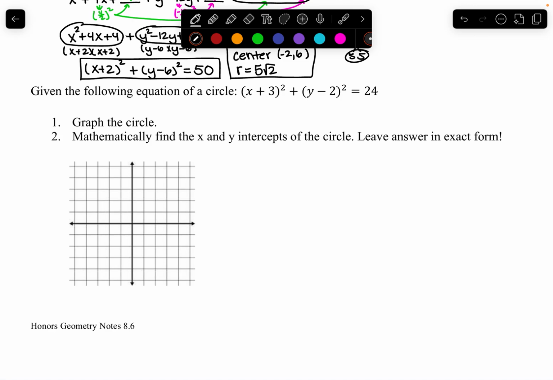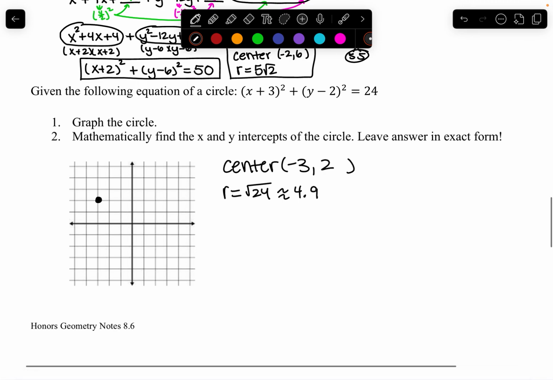Cool. All right. So graphing the circle, remember that the first thing that I need to do is find my center, and the center is going to come from your h and your k values. So this will be a -3 and a 2. So 1, 2, 3, 1, 2. Now what I need to do is find my radius, and my radius is essentially the square root of 24, which is not a nice number. So we're going to do the square root of 24, and that gets me approximately 4.9, so almost 5. So we're going to go 1, 2, 3, 4, almost 5.